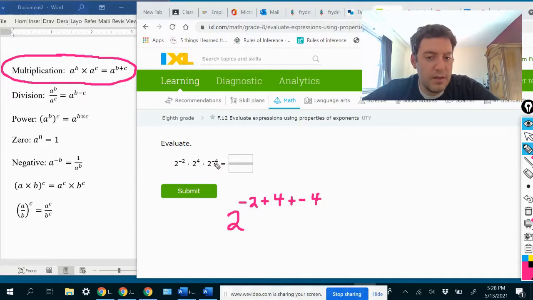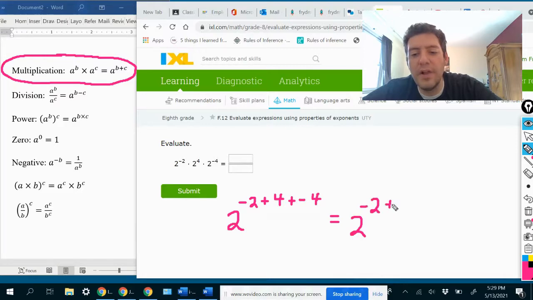Don't forget that when you add a negative number, that's the same thing as subtracting a positive. So adding negative 4 is the same thing as subtracting 4. So now let me rewrite this as 2 to the negative second plus 4 minus 4. I'm still using this rule, but I'm also remembering that adding a negative is the same thing as subtracting a positive. And let's evaluate all this by using a number line.